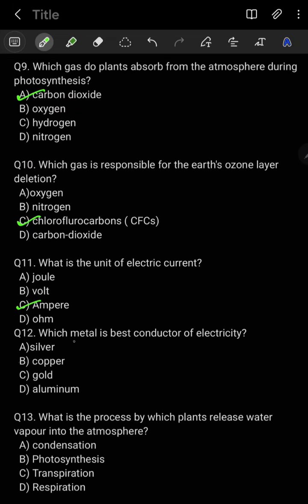Question number 12. Which metal is the best conductor of electricity? That is copper. So option B. Question number 13. What is the process by which plants release water vapor into the atmosphere? That is transpiration. So option C is the correct option here.